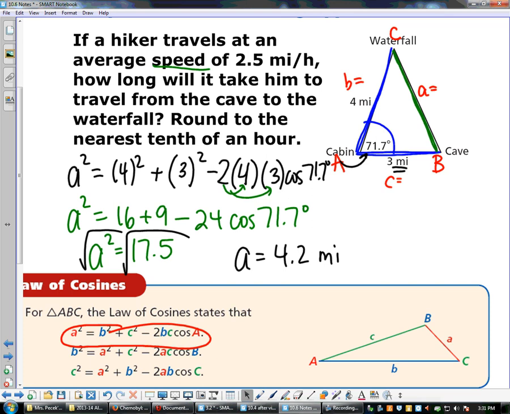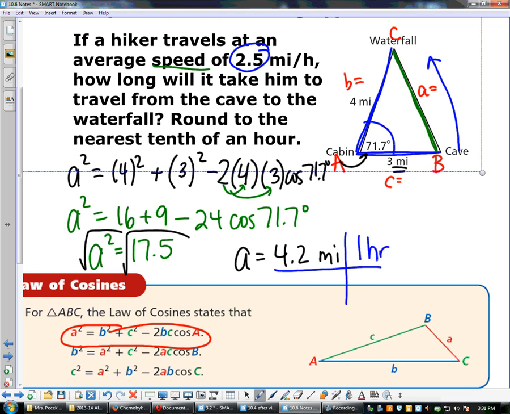Now, the question wasn't how far apart those are, but actually how long it will take. So we know that the hiker has to travel 4.2 miles to go from the cave to the waterfall, and they're going to walk at a speed of 2.5 miles per hour. Again, a little conversion here: in 1 hour, they can travel 2.5 miles. So my miles can cancel out here. Really, it's going to take 4.2 times 1 divided by 2.5 hours. I'm just going to divide 4.2 by 2.5.